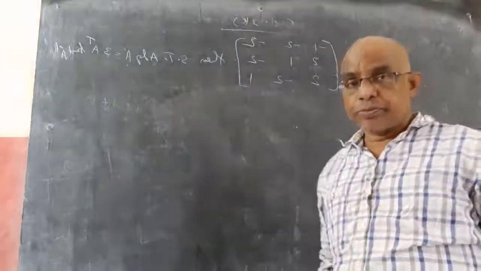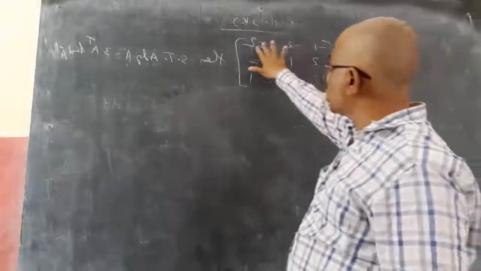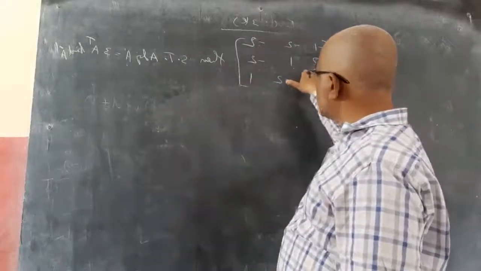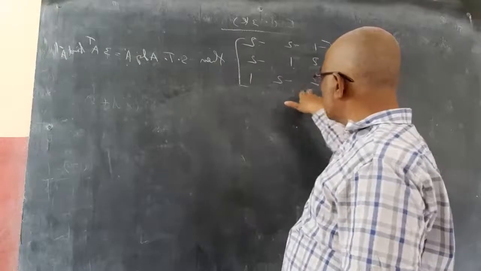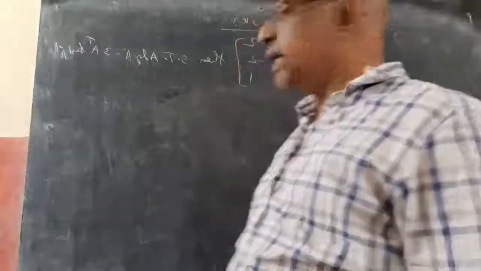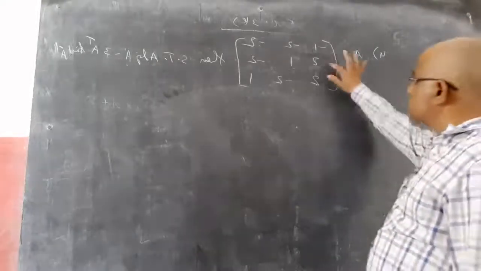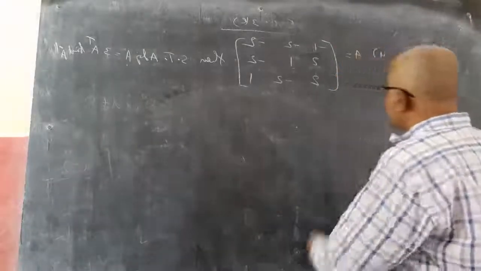Now next one. Problem: A equals [-1, -2, -2; 2, 1, -2; 2, -2, 1]. Then show that adjoint A equals 3 into A transpose. So we'll go for adjoint A.